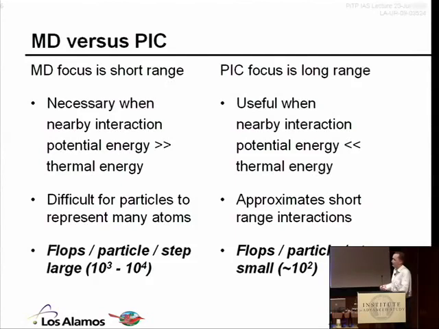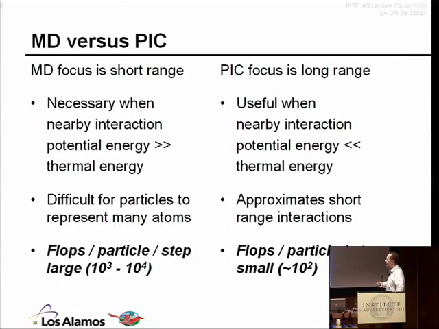In PIC, the focus is on the long range, and this is kind of textbook here, but plasmas are when the nearby interaction potential energy is much less than thermal energy. As a result, collective effects dominate. We can approximate the effect of collisions. We can use macroparticles, and this is very good. It allows us to get bigger domains at a cheaper computational cost. It also means that the number of flops per particle per step is much smaller.